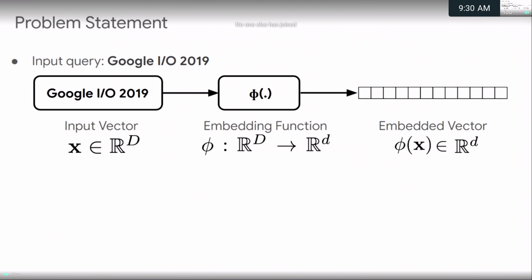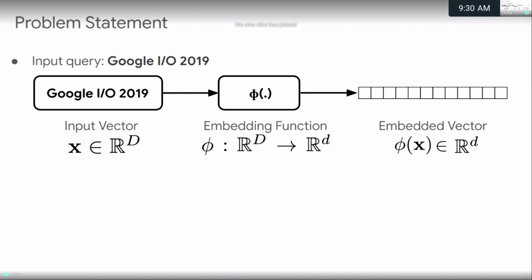And then we can have a function, which we call an embedding function, that can take this input vector, and the output of this function would be a vector which is in another space. The input vector is in R^D, a capital D dimensional space of real numbers, and this output vector is in a small d dimensional space of real numbers. We call this output vector an embedded vector, and we call this function an embedding function.